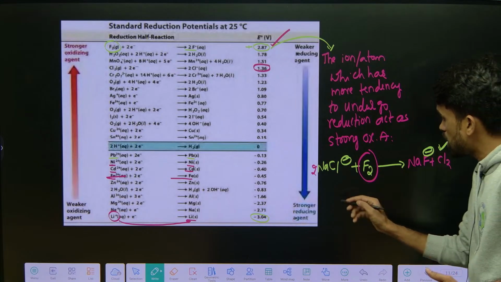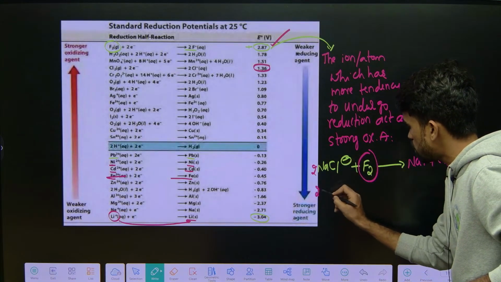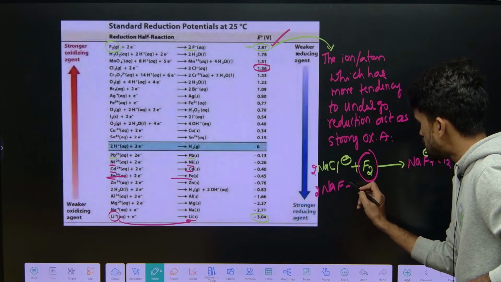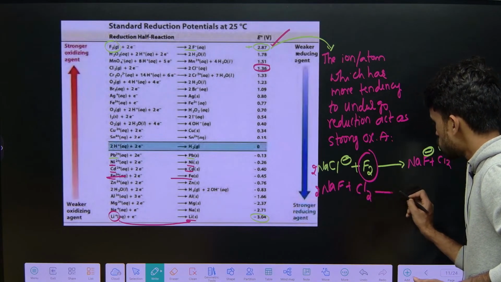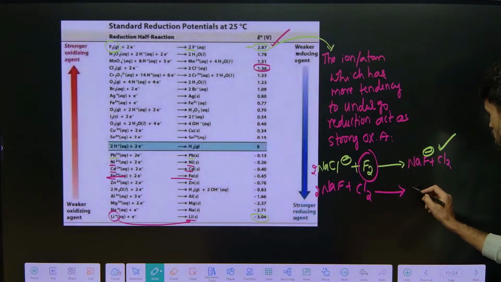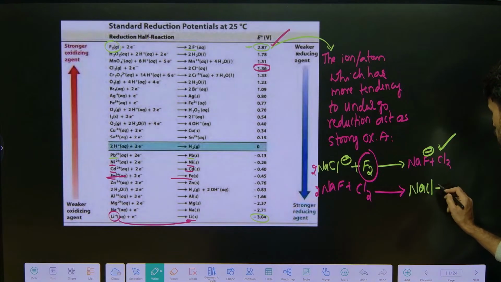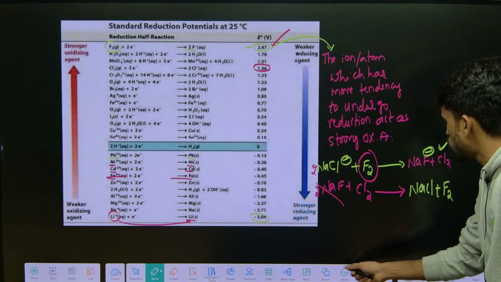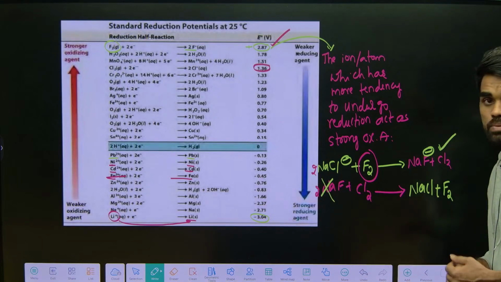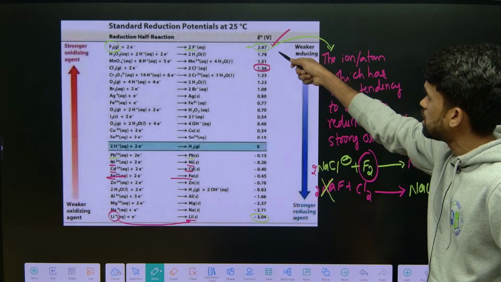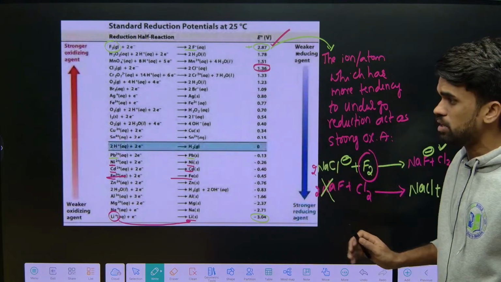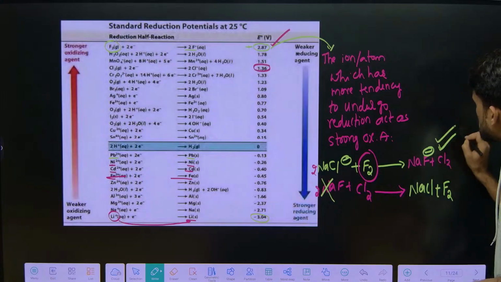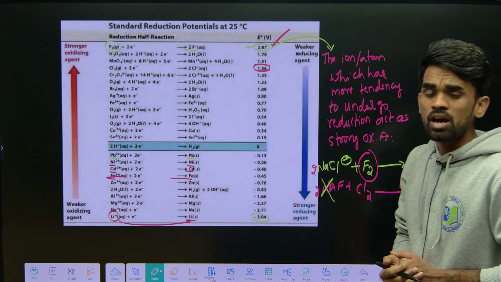If I show this reaction along with one more reaction, NaF plus Cl₂, tell me whether this reaction is possible or not. NaCl plus F₂ is possible, but the second reaction won't be possible. Why? Because the reduction potential value for fluorine is greater than any of the others here. That's why fluorine always acts as an oxidizing agent.